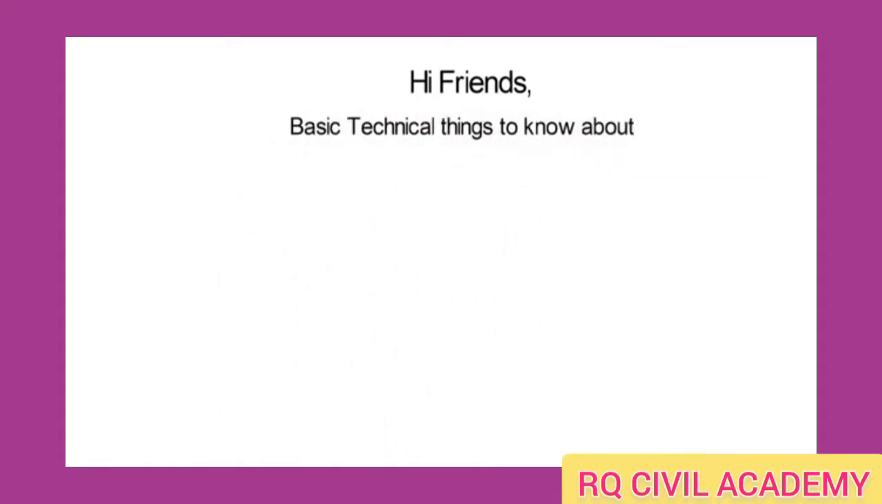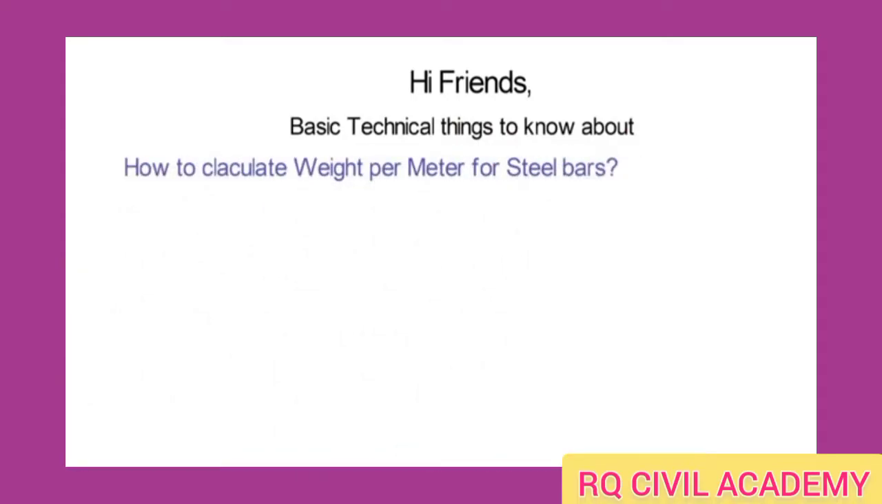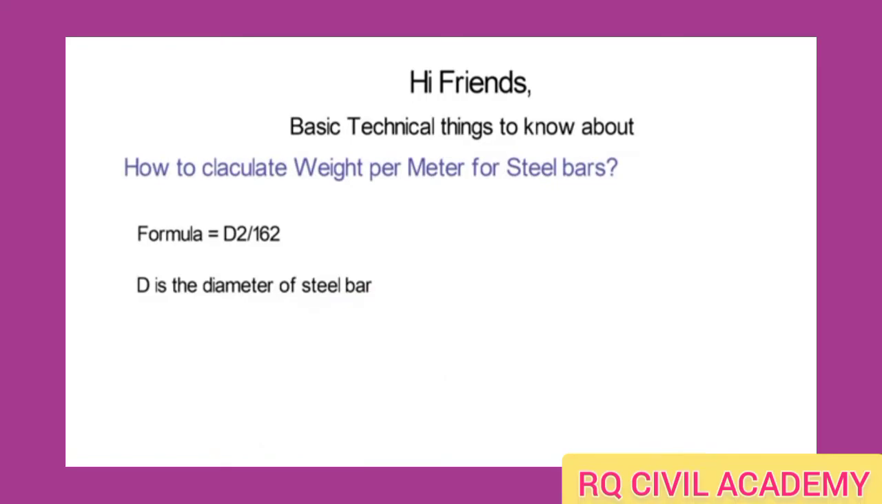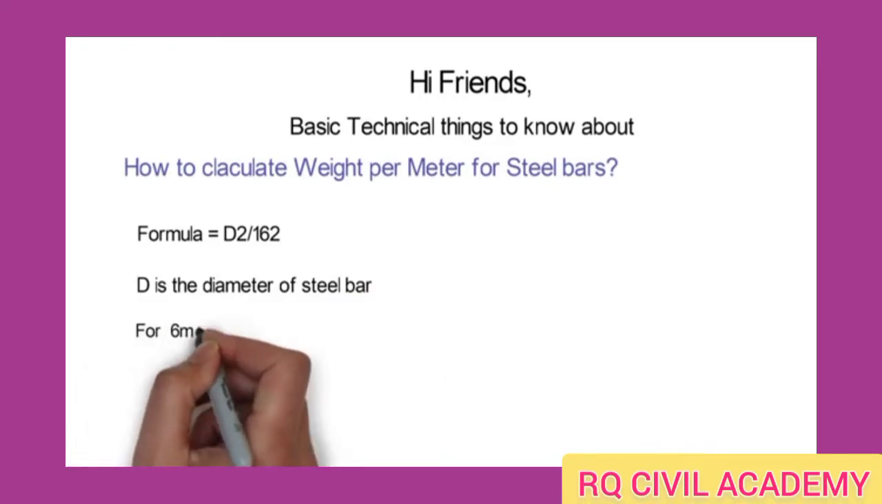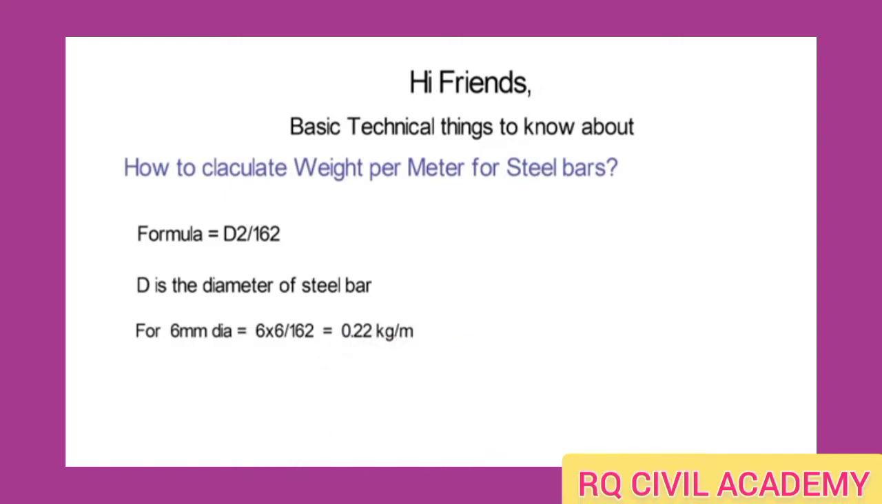So let's begin. How to calculate weight per meter for steel bars. The formula is d square by 162. Here d is the diameter of the steel bar. Let us take an example of a 6 mm diameter bar. 6 into 6 divided by 162 is 0.22 kg per meter. The same formula we can apply for other diameters of bars.